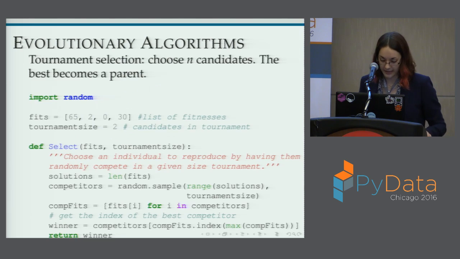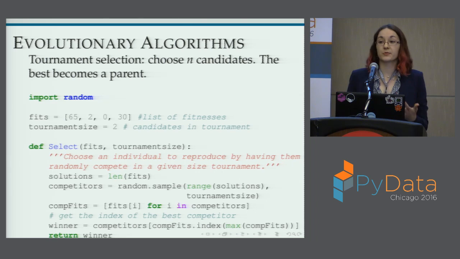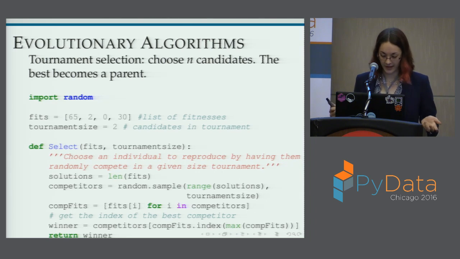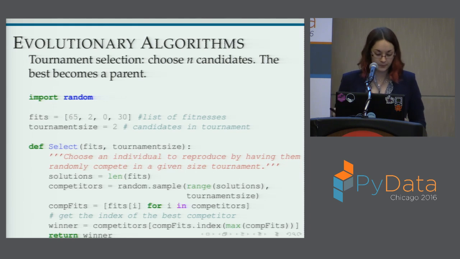So what does the selection look like? A really good selection algorithm is tournament selection. And this is really simple. Basically, you just choose some number of candidates. I personally recommend 2, and the best of those candidates becomes a parent.